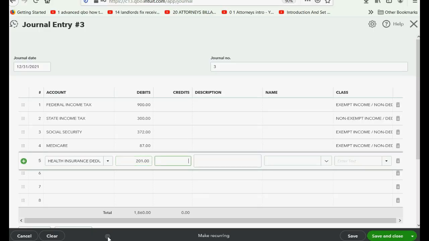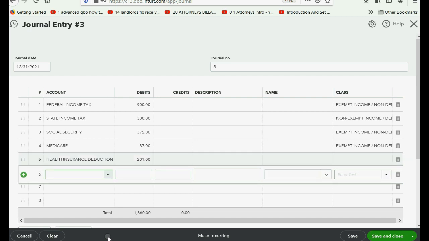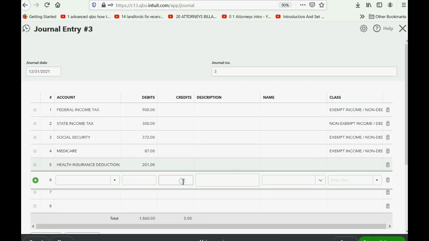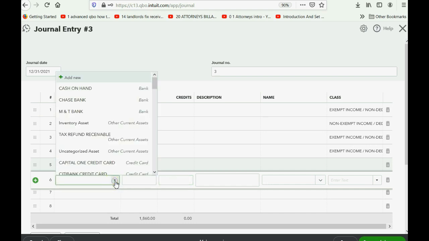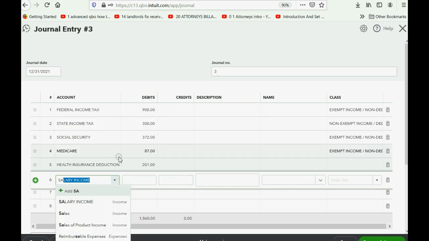So, push tab. Now, if you keep pushing tab, how do you balance the entry when you have only debits? Because these are all expenses. We therefore need a credit in the total amount to balance the entry. And the balancing credit goes into salary income.